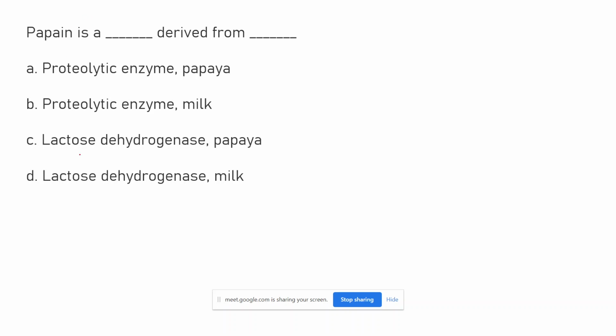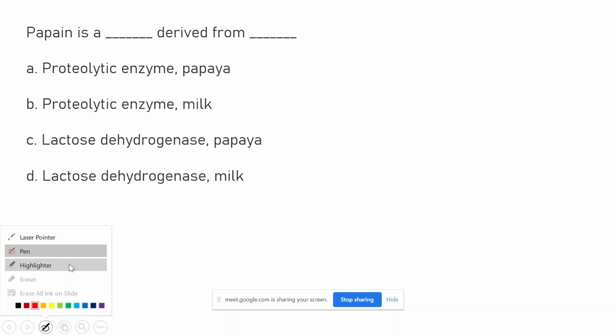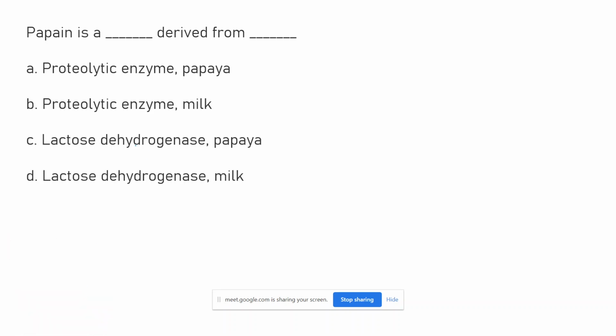Papain is an enzyme which is derived from, and we also have to mention what kind of enzyme it is. Is it a proteolytic enzyme, or is it a lactose dehydrogenase, and is it derived from papaya or from milk? Papain is a proteolytic enzyme and it is derived from papaya.